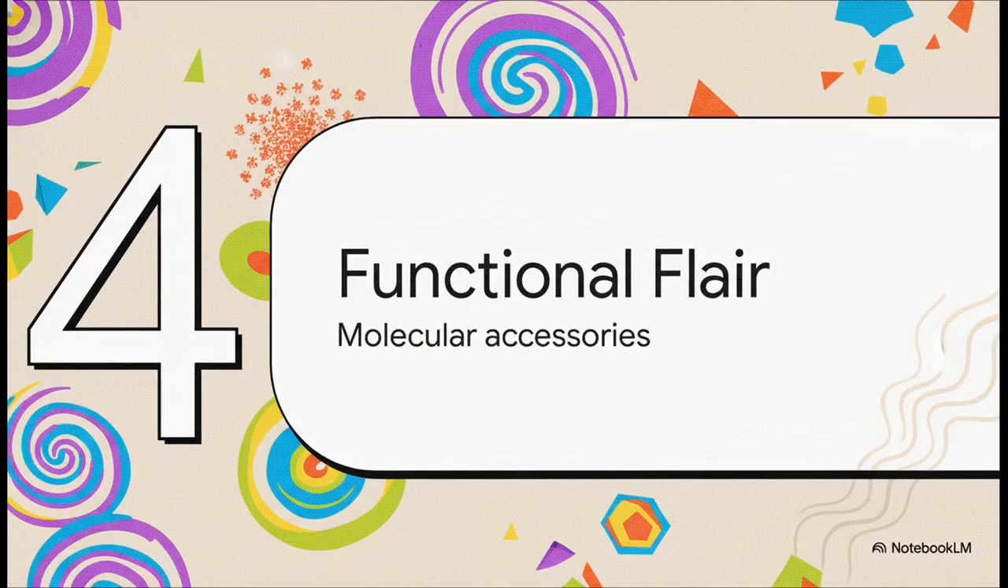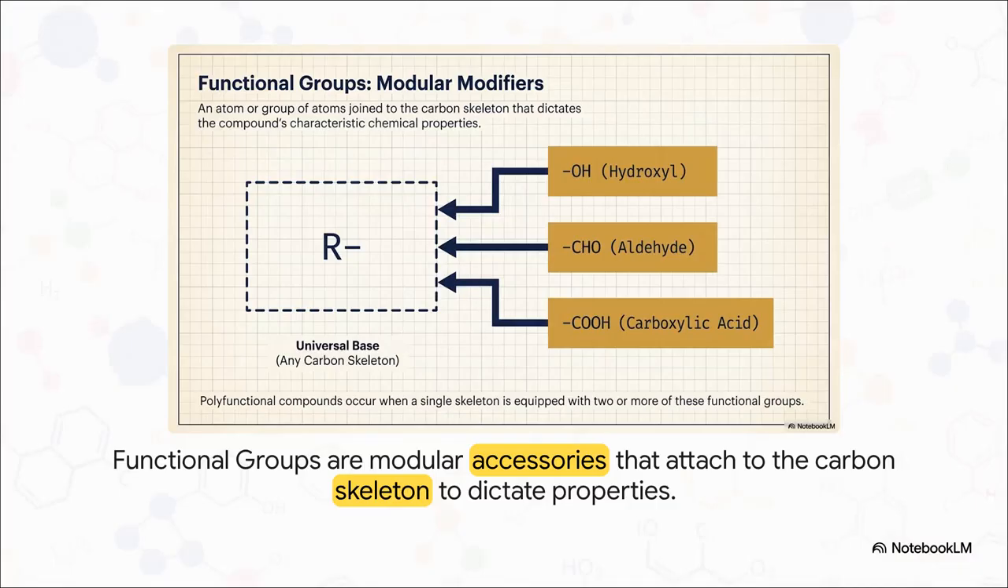So far, we've only talked about the foundational skeleton of the molecule. But what about what gives a molecule its unique personality? Its color, its smell, its reactivity. For that, we need to add a little flair. And this is exactly where functional groups come in. I love this analogy of modular accessories. The carbon skeleton, which is represented by that R in the box, is our universal base. It could be any chain or ring we've discussed. The functional groups are like different attachments that you just snap onto that base. An OH group, for example, makes it an alcohol. A COOH group makes it an acid. These accessories are what truly define the molecule's final character and function.